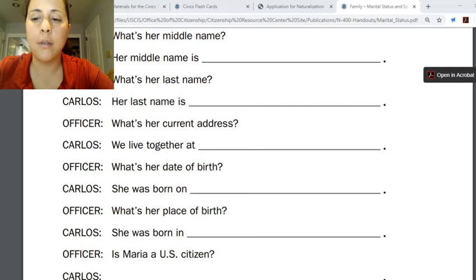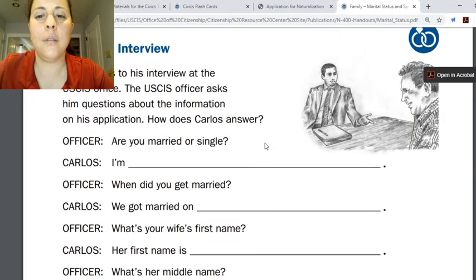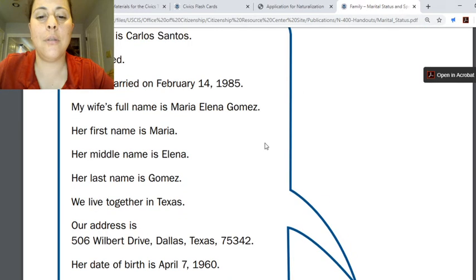Officer: What's her current address? Carlos: We live together at 506 Wilbert Drive, Dallas, Texas, 75342. Okay.